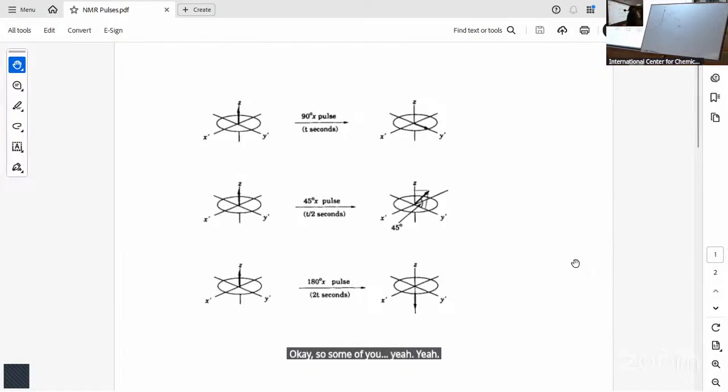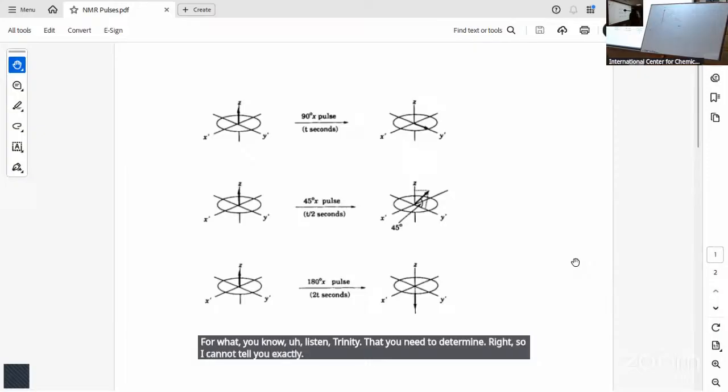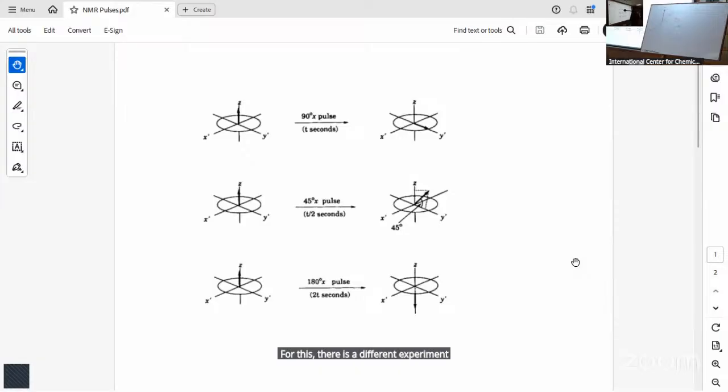Is the angle proportional to the time? Yeah. So if I want to achieve a 180 angle, that means probably I will have less than 12 seconds or 12 minutes. That you need to determine; I cannot tell you exactly. We generally do not determine that here. For this, there is a different experiment we used to do. Sir will explain that experiment. With reference to time, you will get an idea. Okay, no more questions?